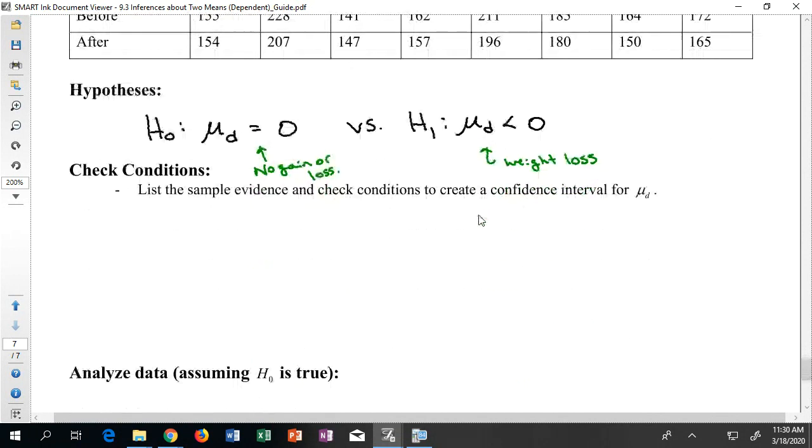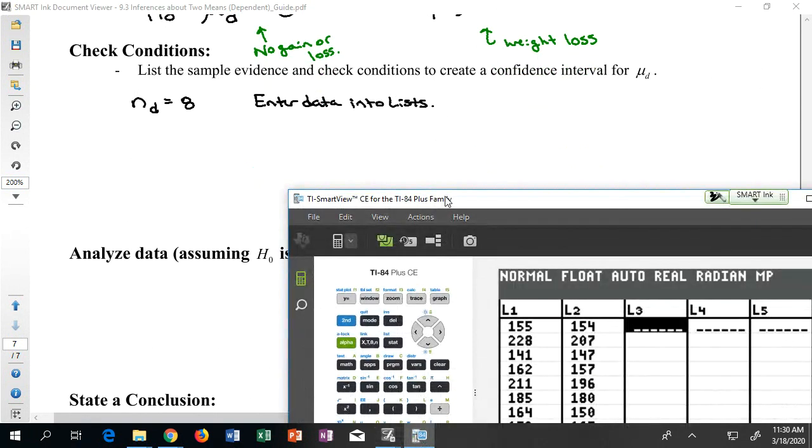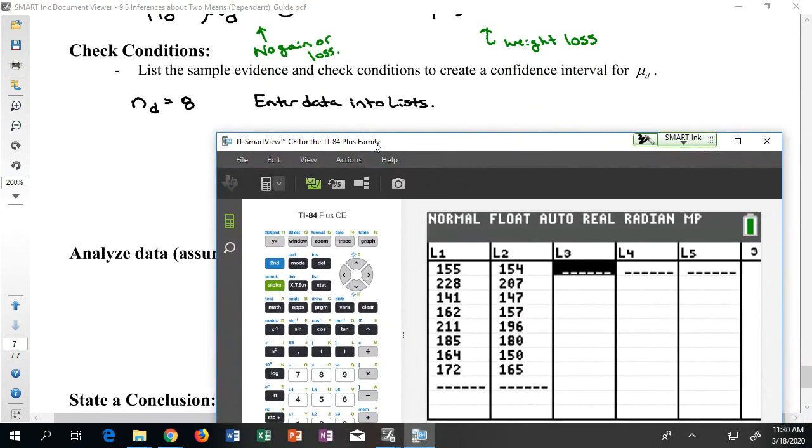Okay, well, let's jump ahead then to the checking of the conditions. I want to build a confidence interval here. So first I'll list out my sample evidence. I can see that I only have 8 people that I'm looking at in this before and after study. And for the rest of stuff, I'm going to just have to enter data into lists. So I'm going to go ahead and do that on the calculator before I go ahead and conduct the checks. So on the calculator, you'll see here that I've already entered all of my values.